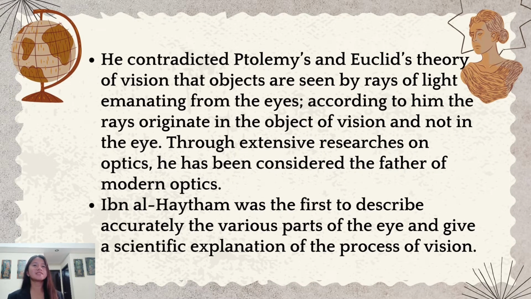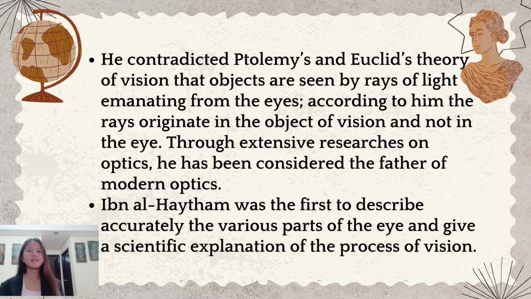He contradicted Ptolemy's and Euclid's theory of vision that objects are seen by rays of light emanating from the eyes. According to him, the rays originate in the object of vision and not in the eye. Through extensive researches on optics, he has been considered the father of modern optics. Ibn al-Haytham was the first to describe accurately the various parts of the eye and give a scientific explanation of the process of vision.